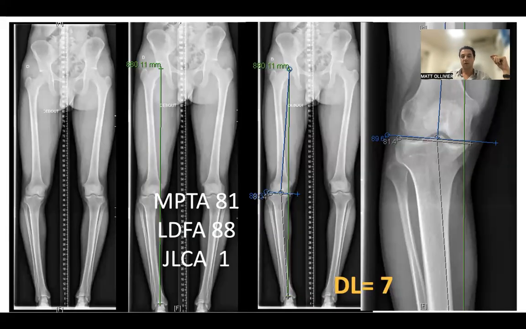Example 1, this is a classic patient for HTO: MPTA 81, MLDFA 88, GLCA 1, meaning that he has 7 degrees of varus inside of the tibia, 1 degree of varus inside the femur, and almost nothing inside the joint. The DL is 7, that means that HTO is a very good indication.